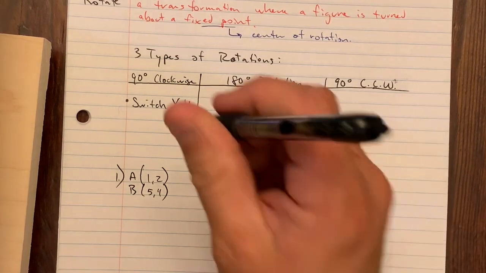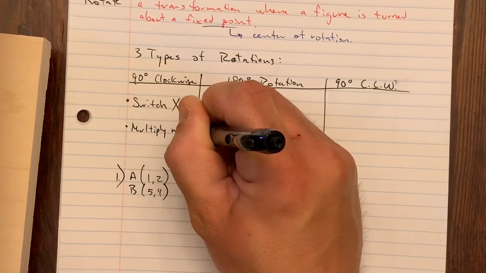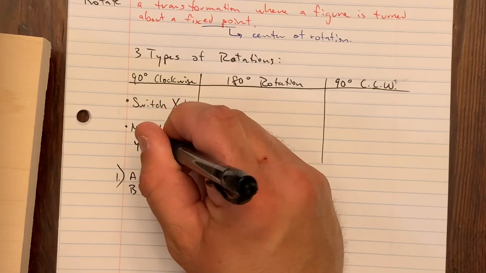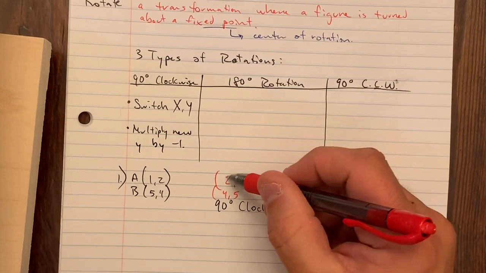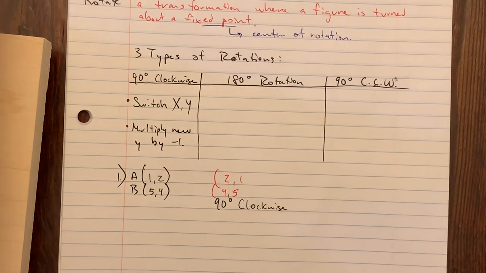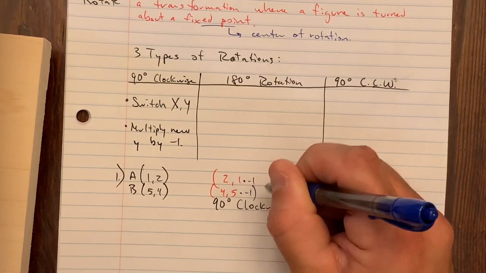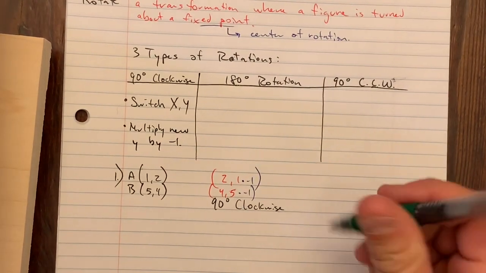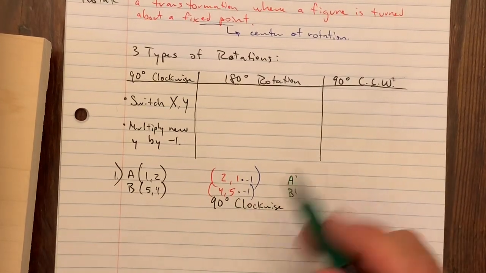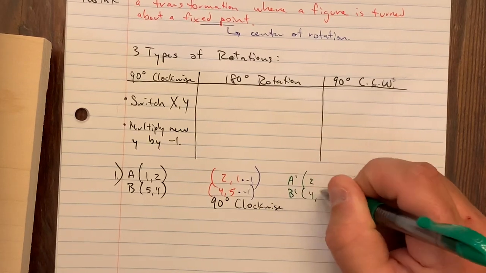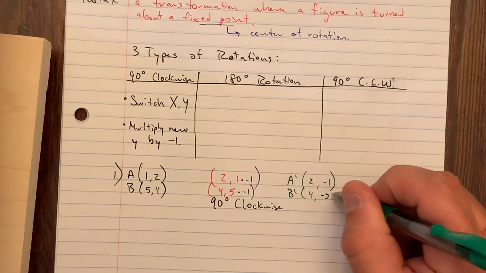And then we must multiply our new y by -1. The 2 and the 4 are now the x's, the 1 and the 5 are the y's, so I'm going to multiply these both by -1. And that's going to give us our new A prime and B prime. 2 and 4 stay the same. 1 times -1 is -1. 5 times -1 is -5.